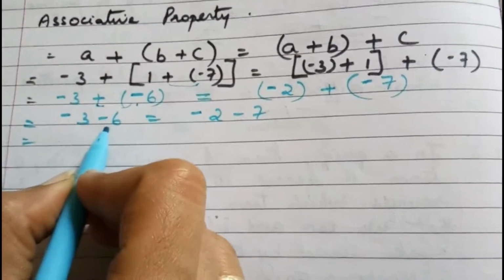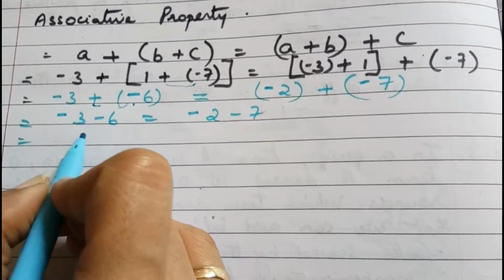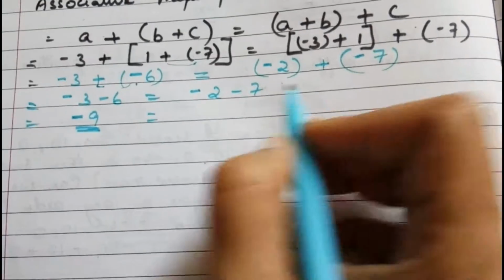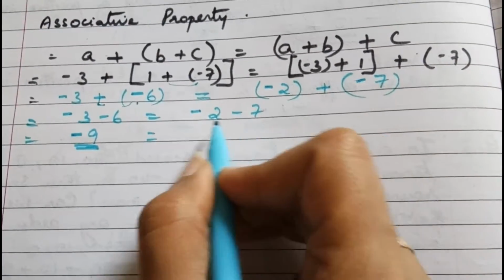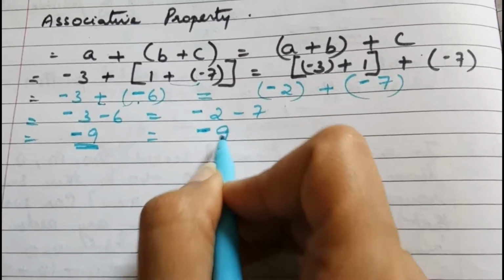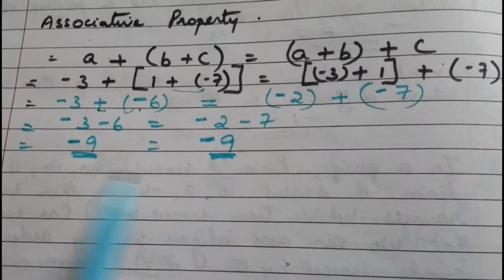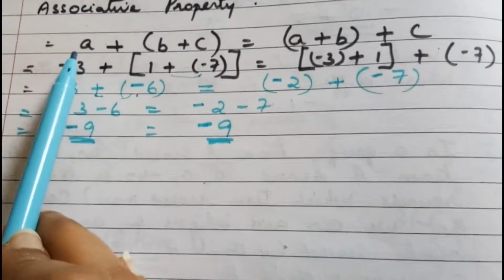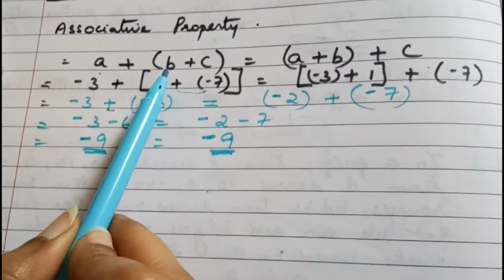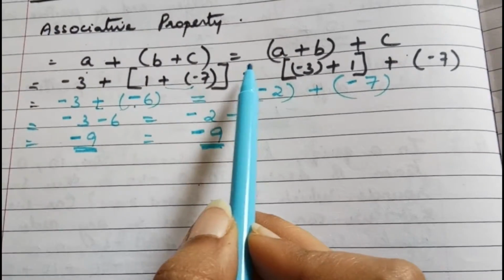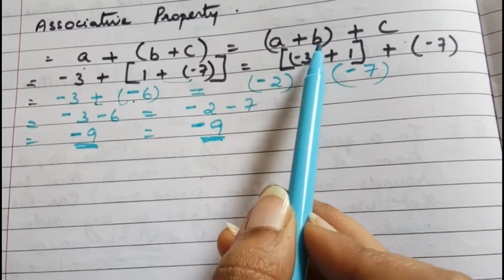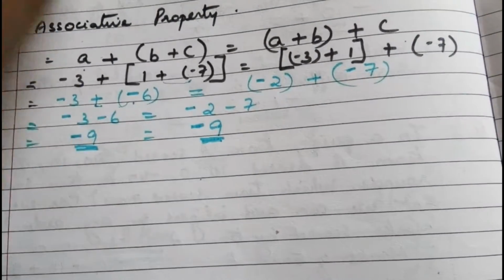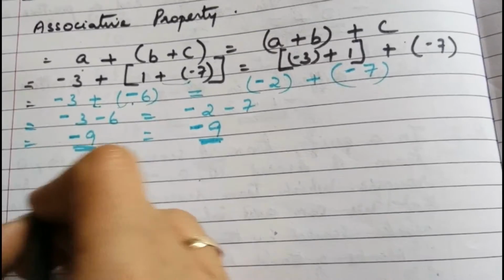Now this minus 3 and minus 6 both are negative integers, so we'll get the answer as minus, 6 plus 3 is 9. And here also minus 2 and minus 7 both are negative integers, so here also 7 plus 2 is 9. Both are equal. So this is called the associative property, where A plus bracket B plus C is the same as, or equal to, bracket A plus B plus C. Clear?